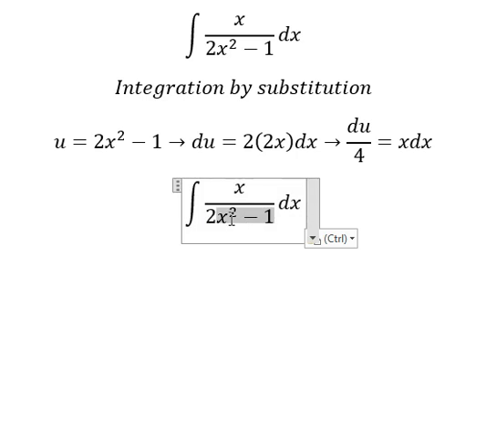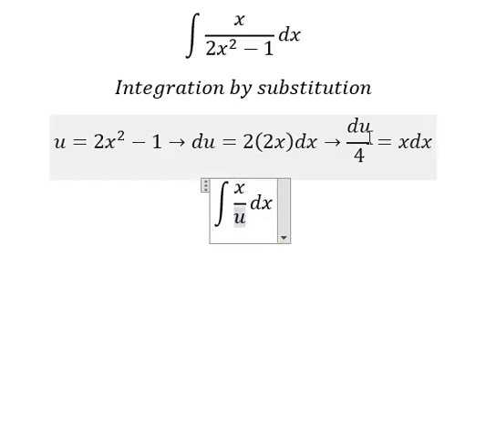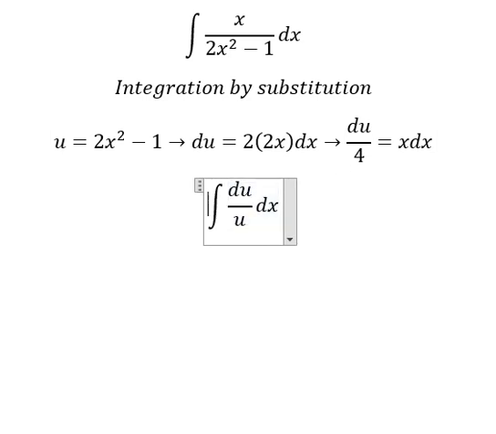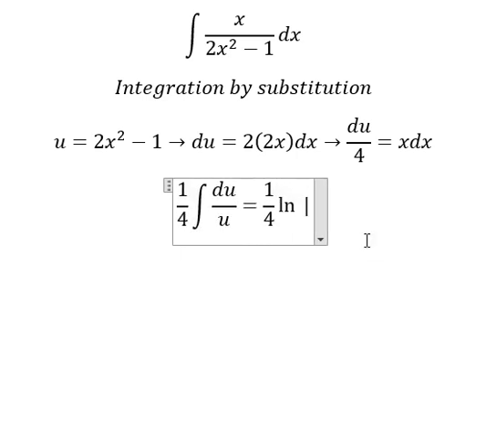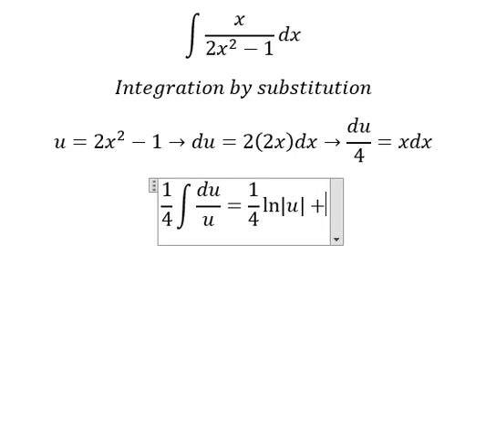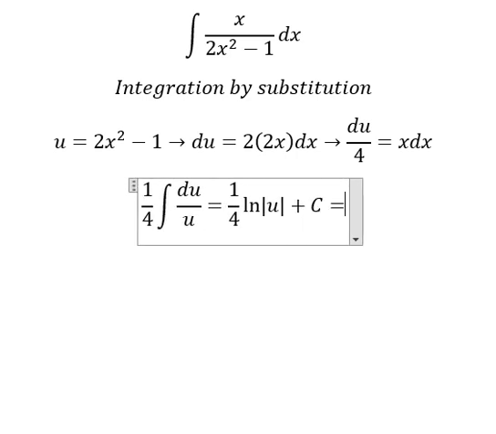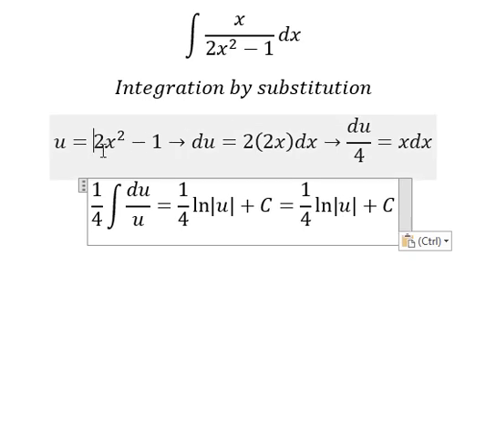So this one will change for you. The x will change for this one. So the integration of this one, we have ln of the absolute value of u, and I will put plus c. In terms of u, that is this one.